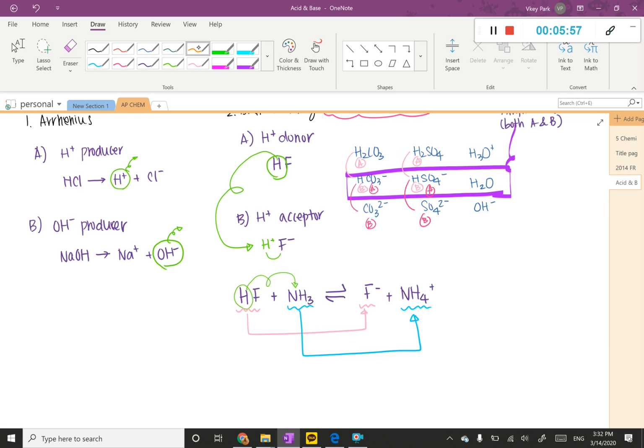So now if you look, HF versus F minus, which one's the acid and which one is its base? HF is going to be the acid, while F minus, we call this its conjugate base. Okay, same idea with ammonia and ammonium. Which one has one more proton? Ammonium. So this NH3 is the base, while NH4 plus is going to be its conjugate acid. Okay, easy peasy? Easy peasy.